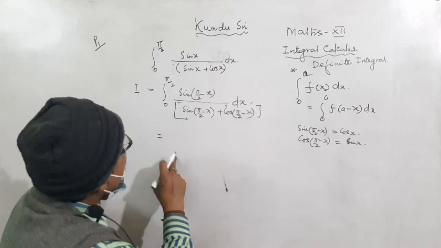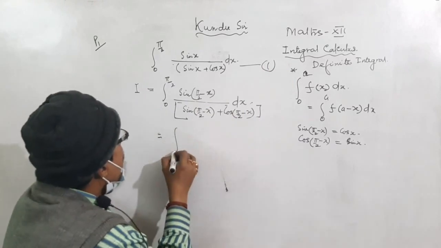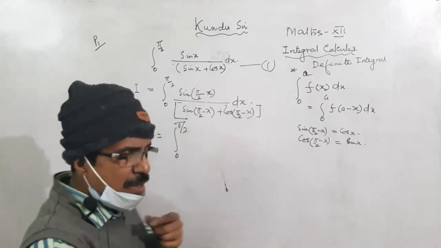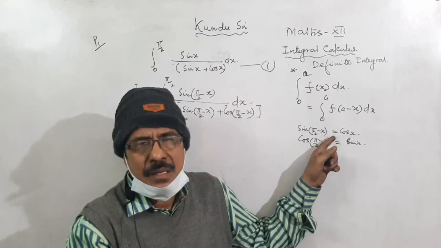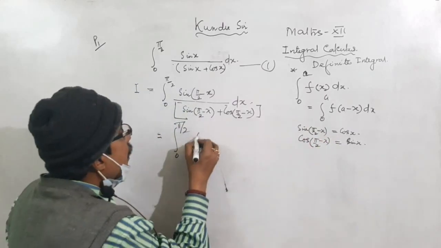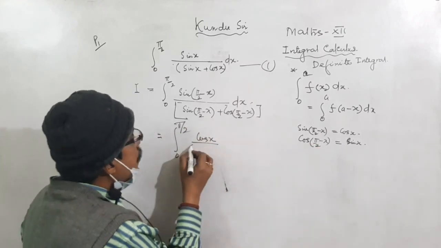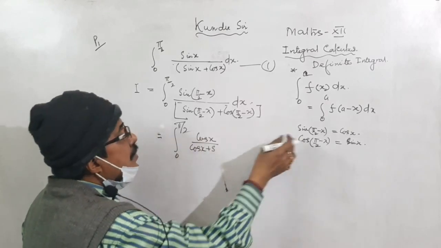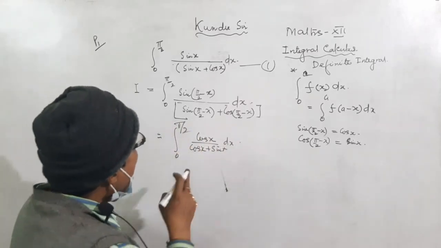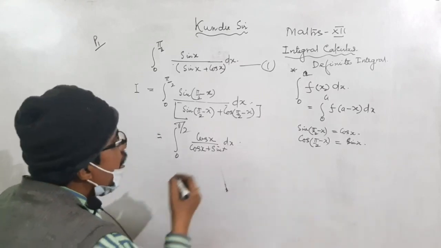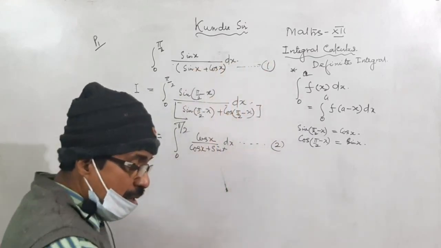So we are writing this one as equation 1, and this one I equals the integral from 0 to pi by 2 of cos x upon (cos x plus sin x) dx. We are marking it as equation 2.